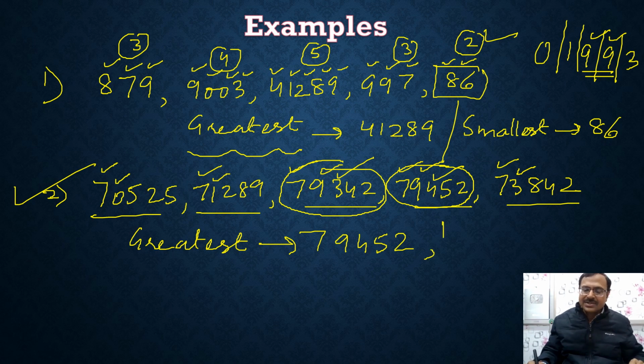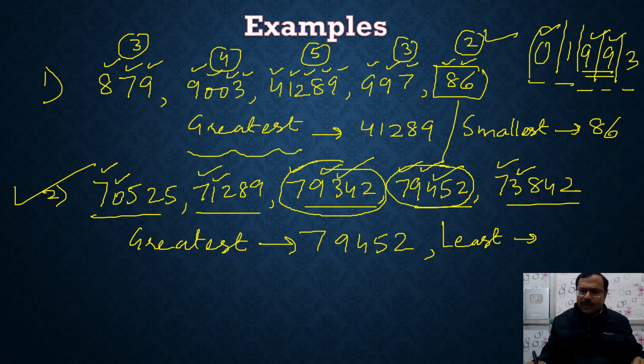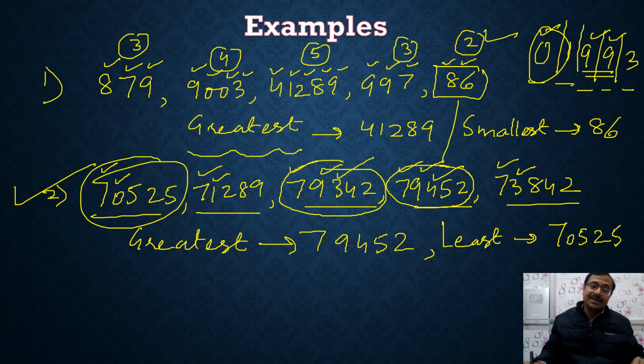What about the lowest or the least? Obviously, the two which I have encircled, they are the higher numbers. So what about the second digit? You remember? 01993. So 0 is the smallest one. And therefore, the first number 70525 happens to be the smallest among them. And there we go. We have found out the greatest. We have found out the least.